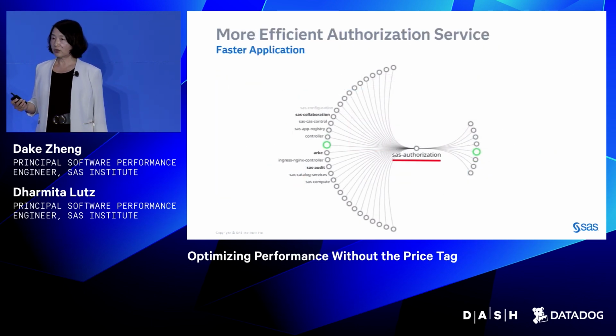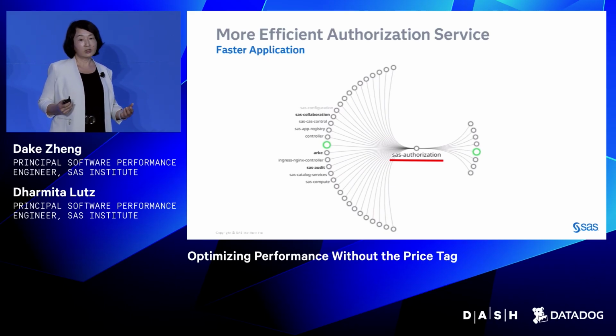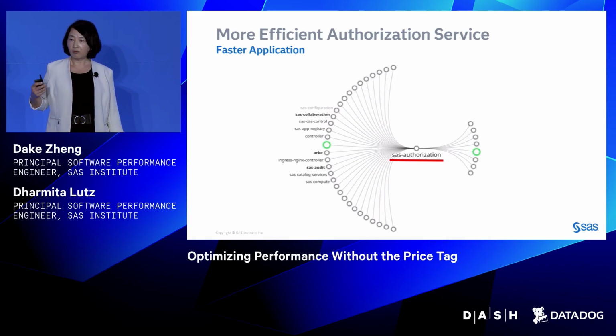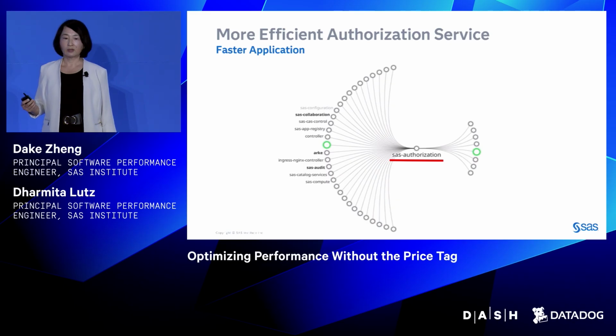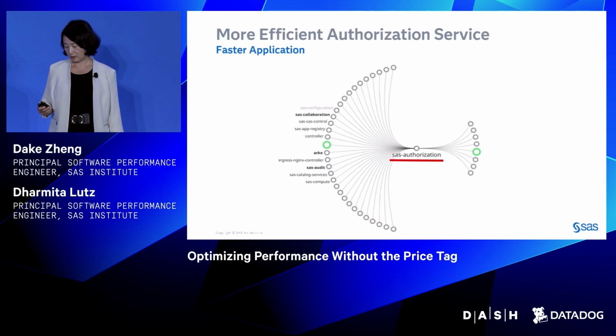Because SAS authorization is a centerpiece of VIA, essentially every service API call needs to be authorized. This optimization significantly boosted the overall application performance. That's the kind of powerful insight and impact APM tracing gives us.